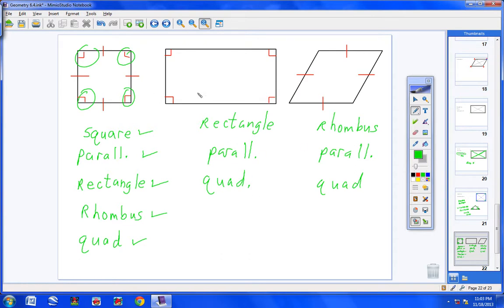So there we go. So I wanted to kind of break down and show you that some of these figures have more than one name. And I'm not going to necessarily quiz you on this and make you list these out, but you need to be familiar with it. You need to know that, okay?